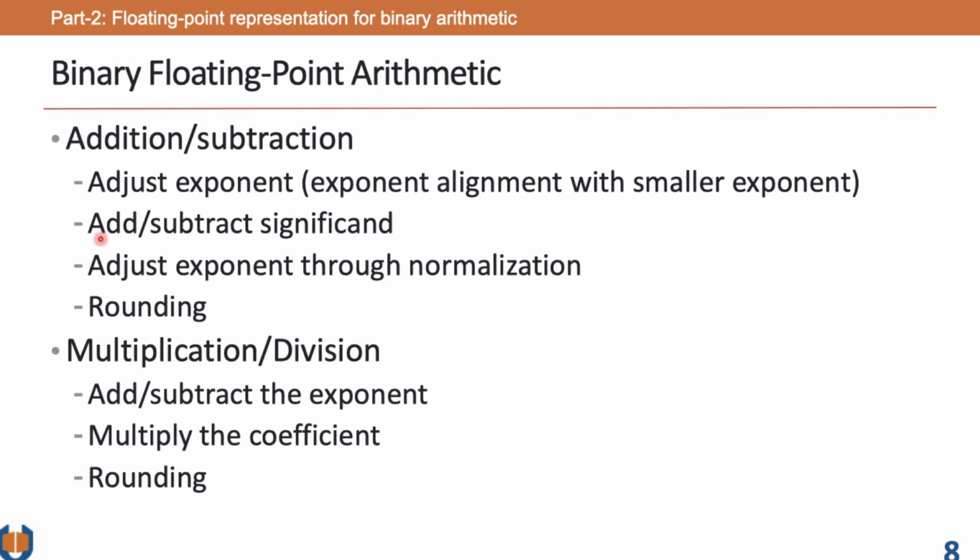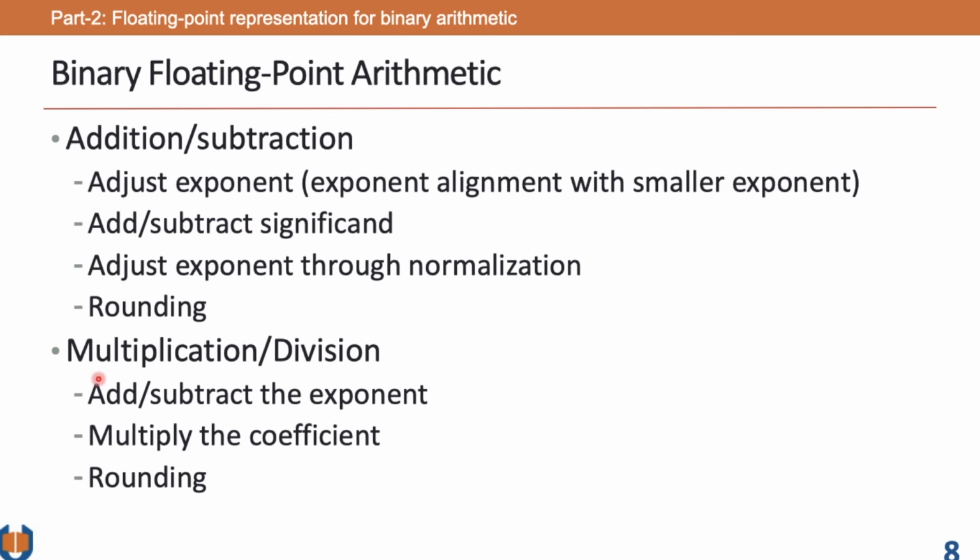Later, we need to add or subtract the significands, or the coefficients or mantissas. This is the add or subtract operation. Finally, we again need to adjust the exponent and normalize. As I showed a few slides ago, every floating point number has to have a unique representation, so we need to normalize the result. And if necessary, we need to perform rounding.